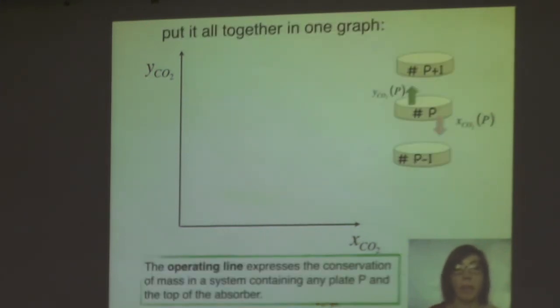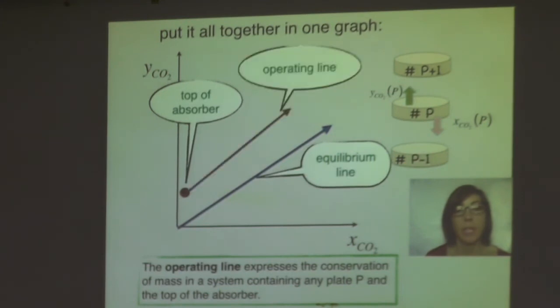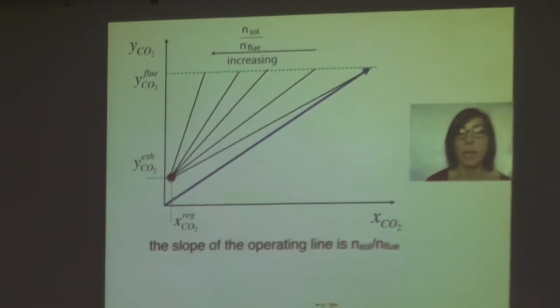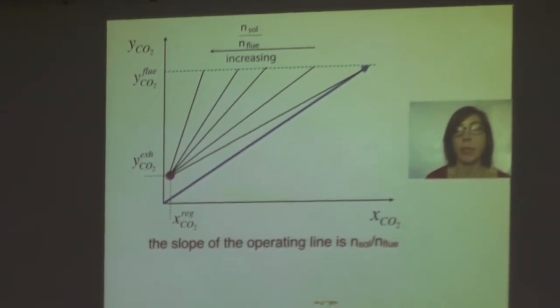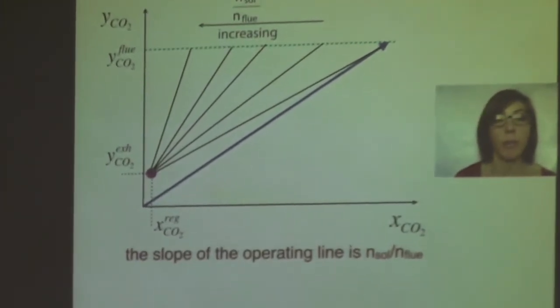So let's put this all together in one graph. We started with the equilibrium line, which expresses equilibrium between the vapor phase and the liquid phase on any plate. We add the top of the absorber, and now we're going to add this operating line, which expresses the conservation of mass in a system containing the top of the absorber and any plate P. So this relates the mole fraction of the vapor phase on plate P to that of the liquid phase on plate P plus 1. These mass balance equations, or operating lines, form a family of lines with slope equal to the ratio of the solvent flow rate to the flue gas flow rate. As that slope increases, the lines move away from the equilibrium line.